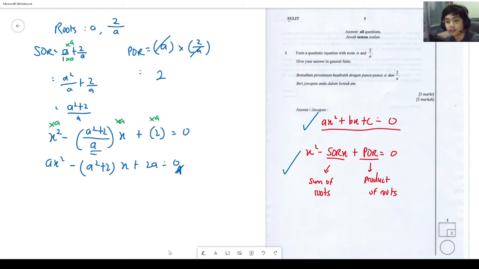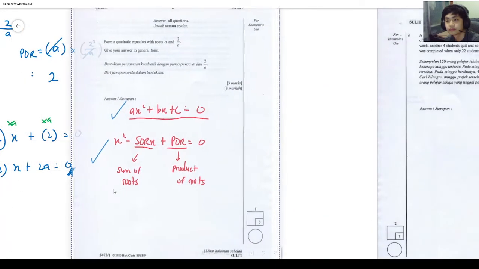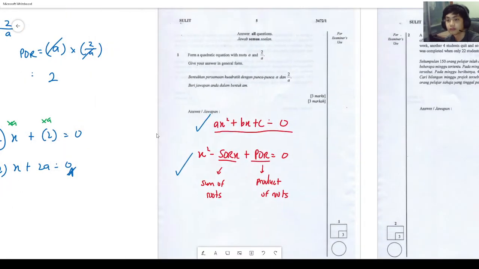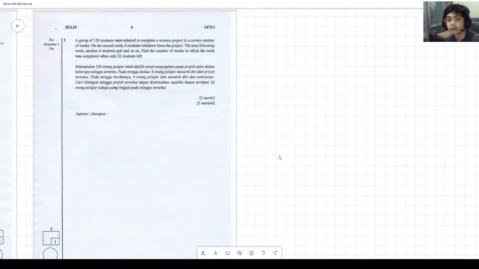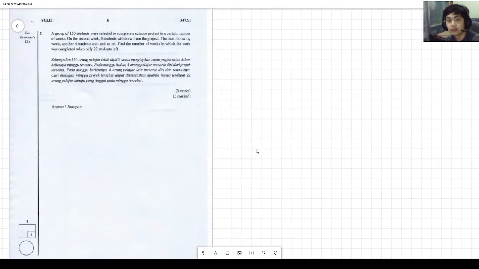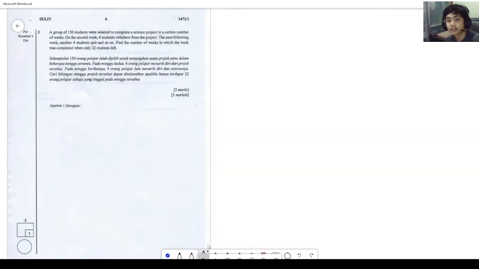So moving on to question number 2. A group of 150 students was selected to complete a science project. On the second week, 4 students withdrew from the project. The next following week another 4 students quit, and so on. Find the number of weeks in which the work was completed when there were only 22 students left.